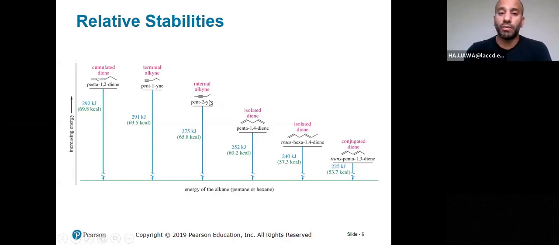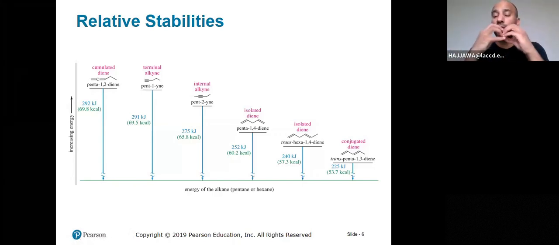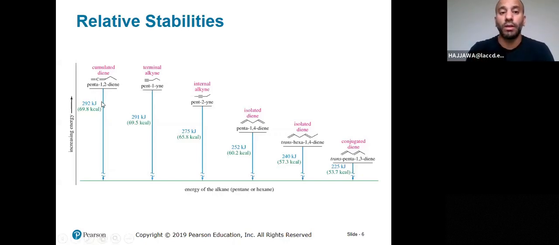Alkyne would be next in terms of stability. The terminal alkyne will be less stable than an internal alkyne, and the most unstable structure will be the cumulated diene, when you have fused double bonds together on that system. You could see that it releases 292 kilojoules per mole versus 225 if those two double bonds are isolated by a sigma bond.